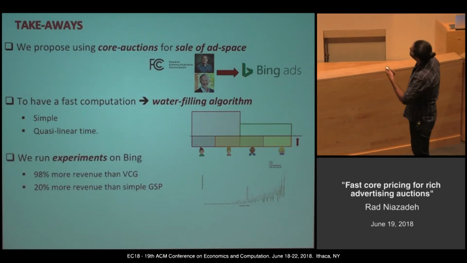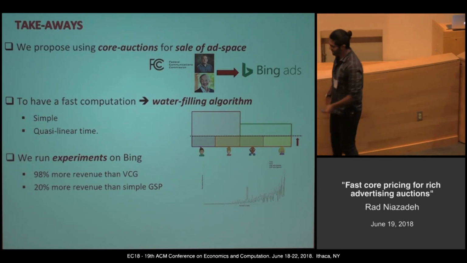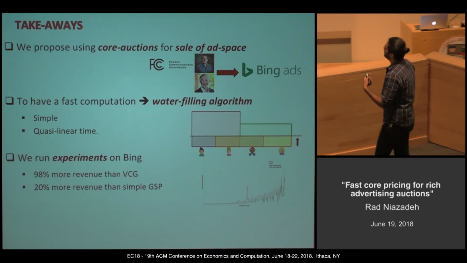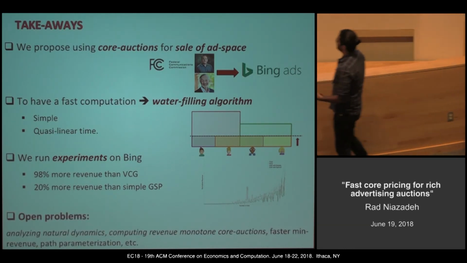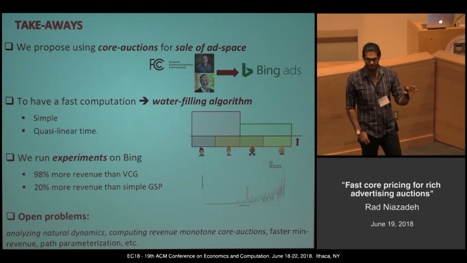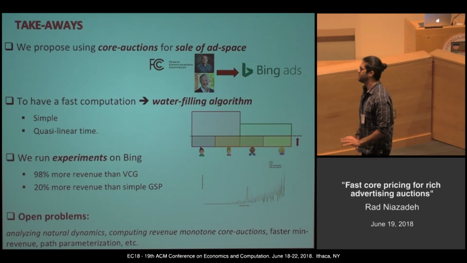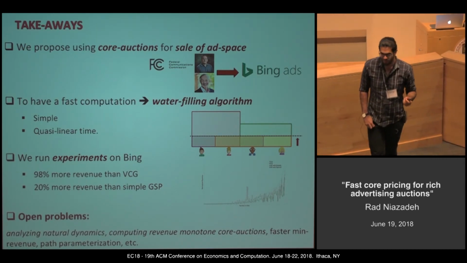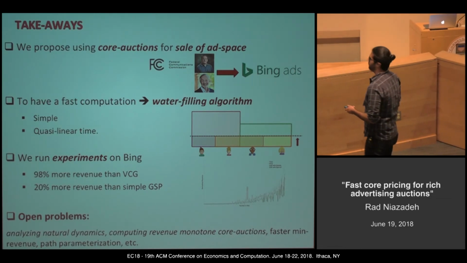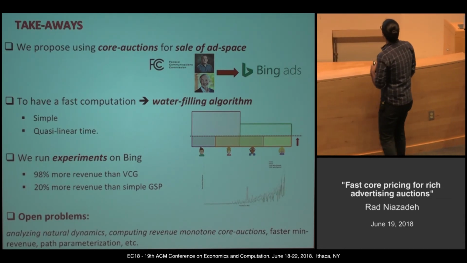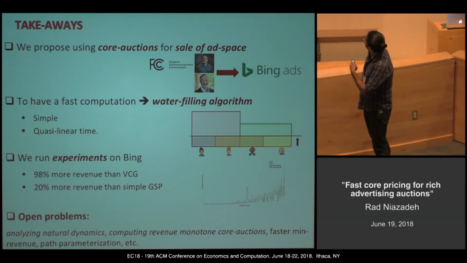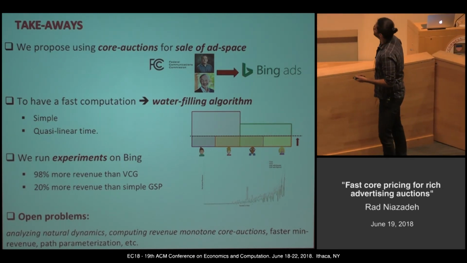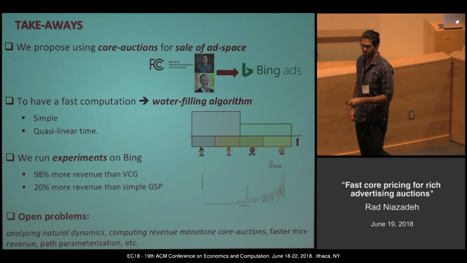We run, probably I should say, simulations on Bing, which showed a boost in the revenue with respect to VCG and simple GSP. And honestly, there are many interesting open questions left. So one of them is analyzing natural dynamics. We could analyze it for very simple settings, but for complicated settings, we were not able to do that. Computing revenue monotone allocations in a fast fashion, that's pretty interesting. Also, another interesting question is finding the minimum revenue core point that Ben talked about. I don't know how to do that. I just find some Pareto optimal core point.